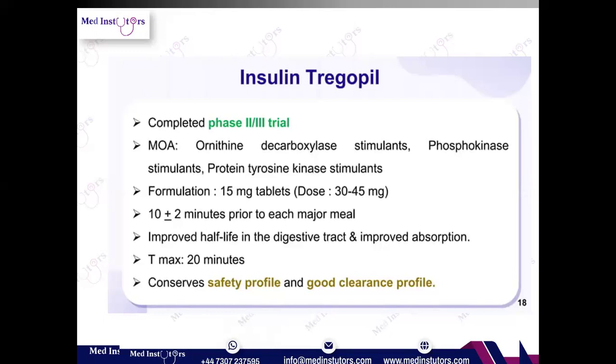Okay, it is in the clinical trial phases, and it's a promising one. The formulation is available in tablet form, and it is given 10 to 12 minutes prior to the major meal. Improved half-life, digestive tract stability, and improved absorption happen. So that is about insulin tregopil.